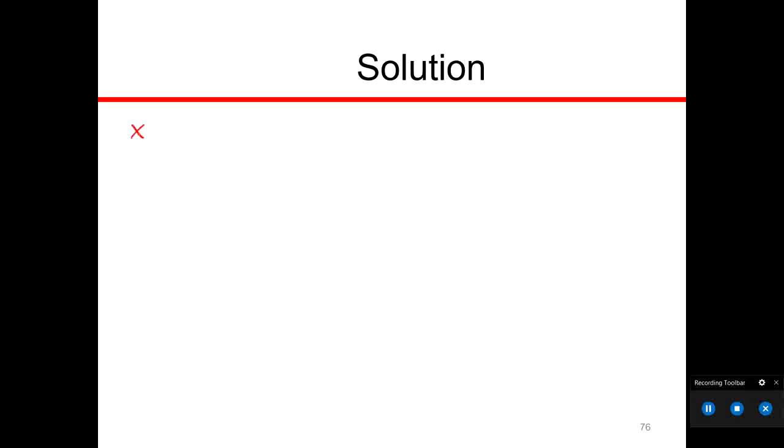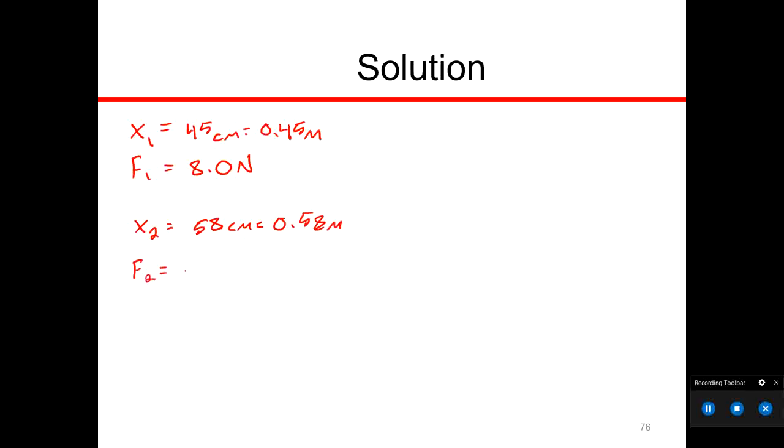So we have our x1 is equal to 45 centimeters, which is 0.45 meters. And we have our force that was applied to that, which is 8.0 newtons. We have our x2, which is 58 centimeters, which converts to 0.58 meters. And our force 2, which is equal to 12.5 newtons. And we're looking for our value of k.